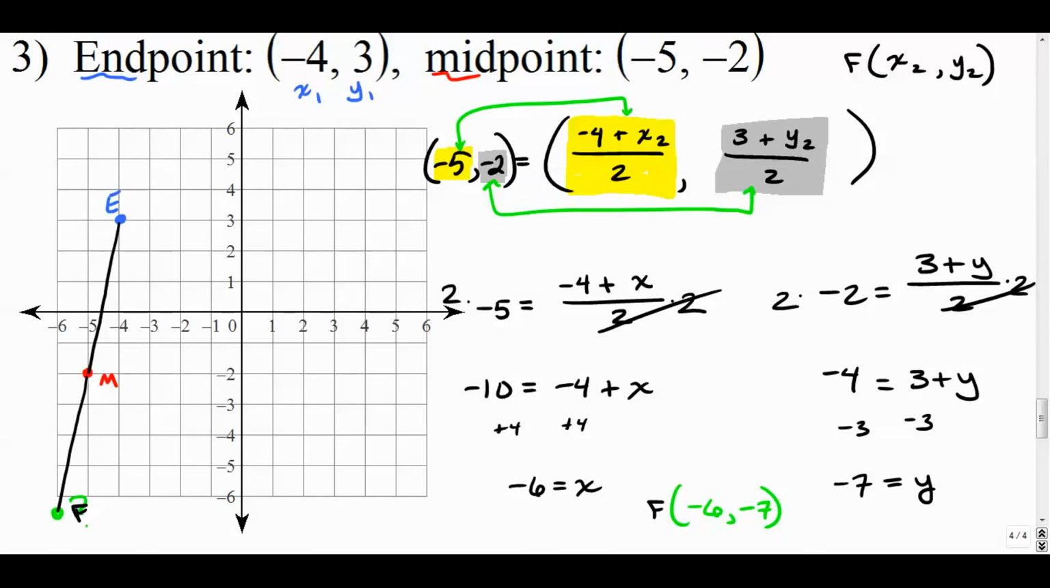So there you go. That was 3 examples on the midpoint formula. The last one, of course, being a little bit more challenging, but hopefully made some sense to you.